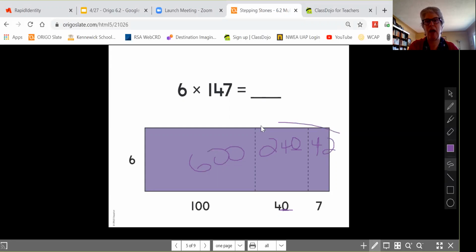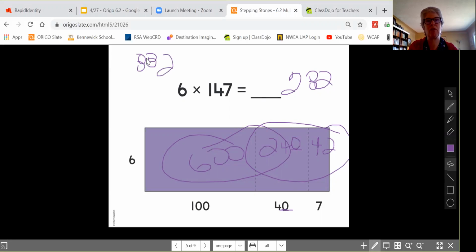So what I'm going to do is add these 2 products together, and I can do that in my head. 240 plus 42 equals 282. Okay, and then I'm going to add to that 600. And if I add those 2 numbers, I'm going to get 882, and I'll write it over here. That looks like a 3, doesn't it? It's hard to write on the computer here. So my answer would be 882. So that is how I'm using the area model or partial products to multiply a 1-digit times a 3-digit number.